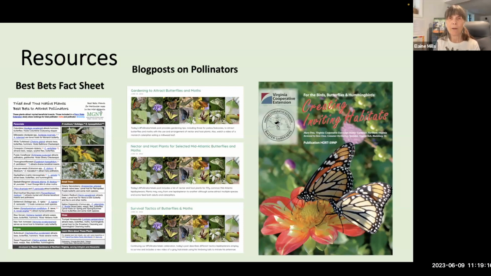Every year around this time, she creates blog posts on pollinators, and this last year included a very detailed list of nectar and host plants for selected mid-Atlantic butterflies and moths. And finally, she created this wonderful prize-winning publication, Creating Inviting Habitats. It talks about habitats for birds and hummingbirds among them, but also discusses habitats for butterflies.